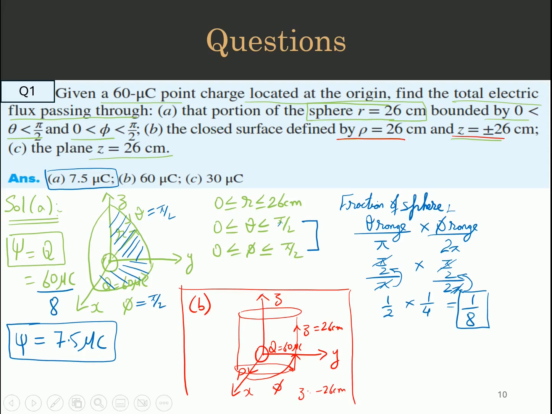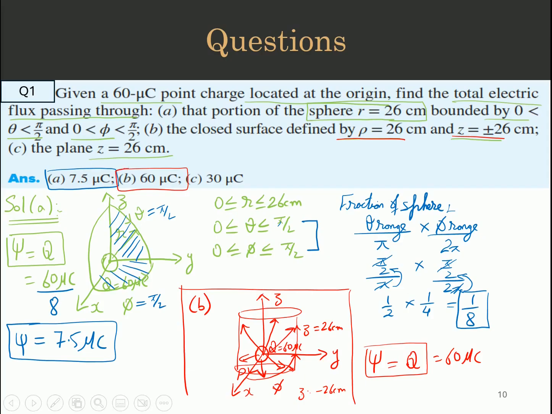So I can see that my charge is inside the complete cylinder, which means whatever the electric field lines are going to be generated, it is going to be confined inside this cylinder. So the total electric flux is going to be whatever is the total charge at the origin, and it comes out to be 60 microcoulomb. So this is the answer to the second part.